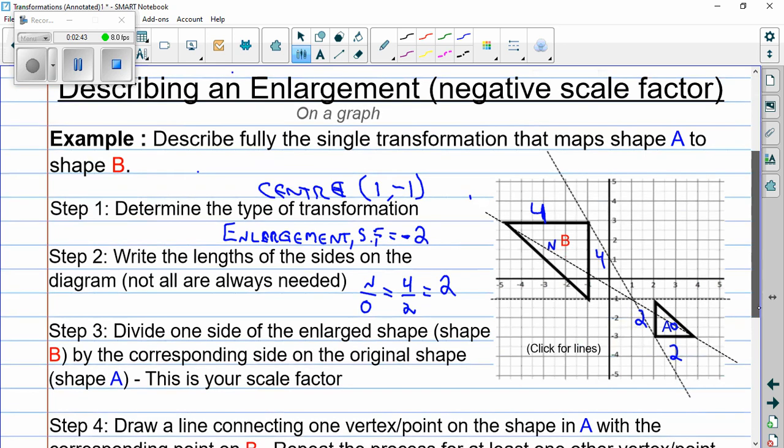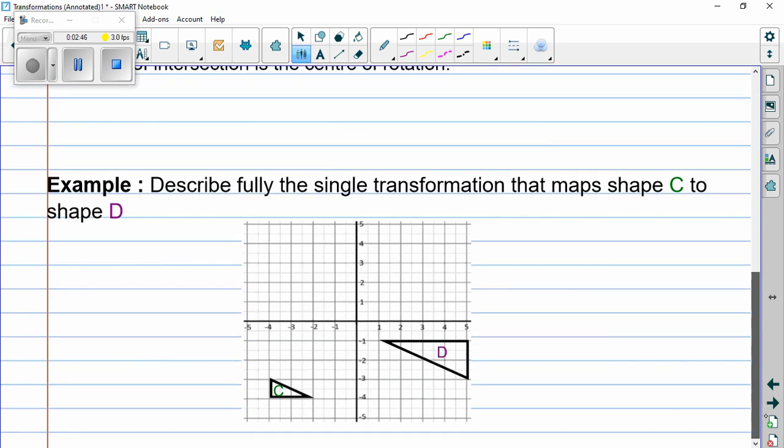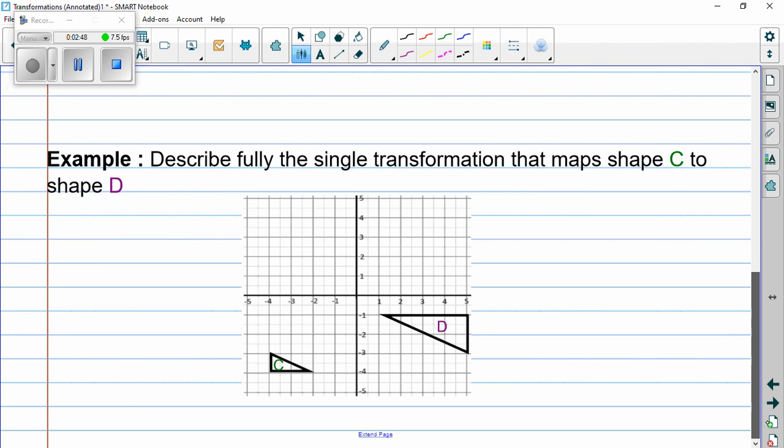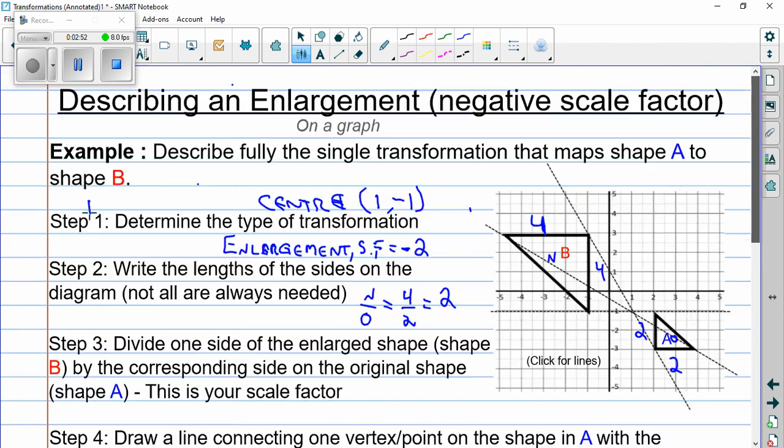So let's do another example. Once again, right away, let's state that we know this is an enlargement.